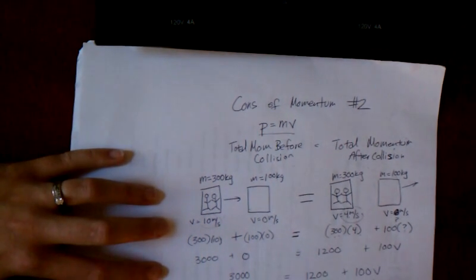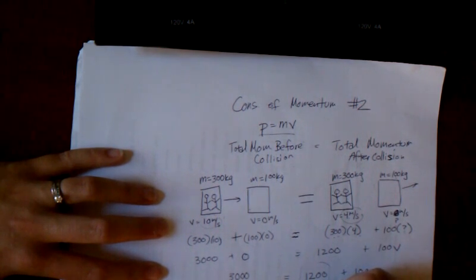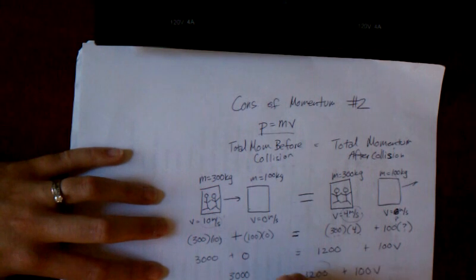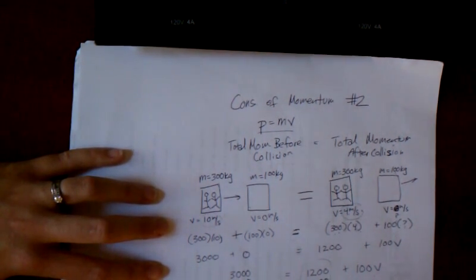And v is just like x. So I'm trying to solve for v. I'm trying to figure out what it is. So the first thing I'm going to do is get rid of this 1200 on this side. I'm going to do that by subtracting 1200. So I subtract 1200, and now I have 1800 equals 100v. 100 times something is 1800. What is v?